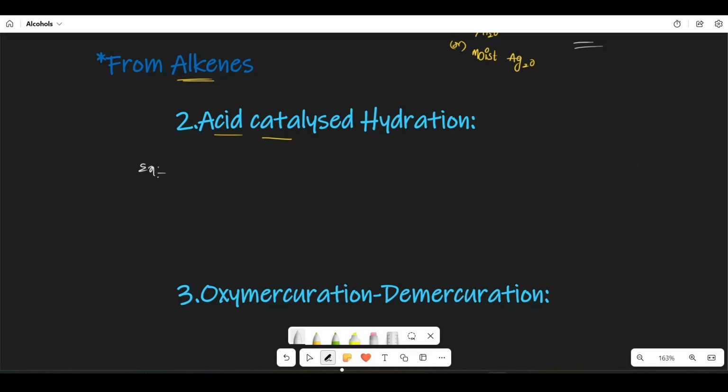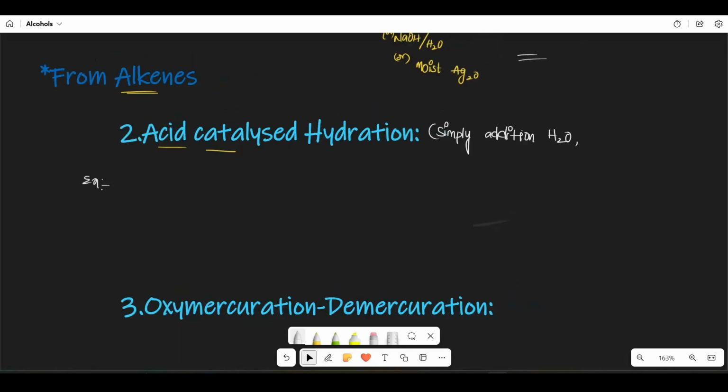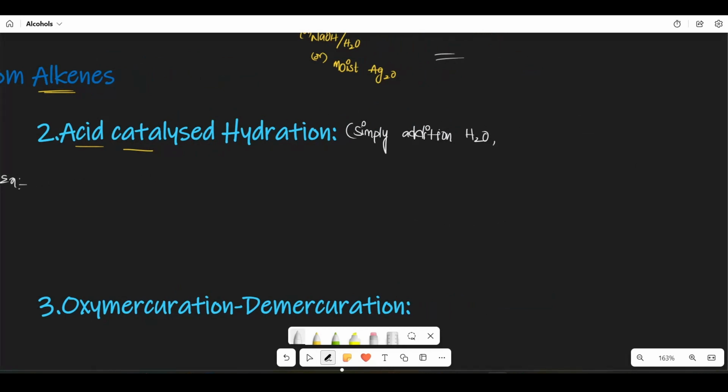Acid catalyzed hydration is simply addition of water, H2O, and the conditions are that the addition of water follows the Markovnikov rule, and in this case rearrangement of carbocation takes place. So these are the requirements.